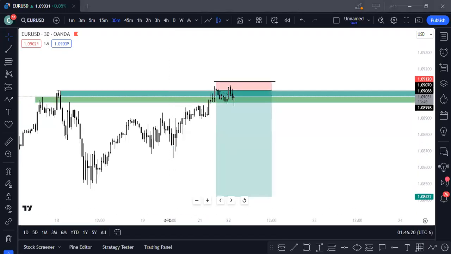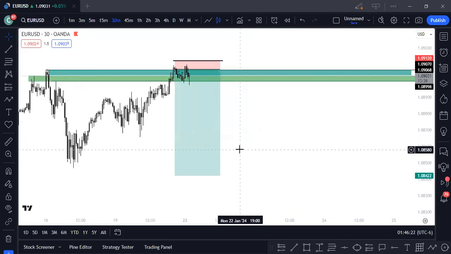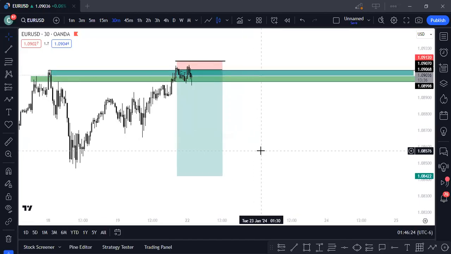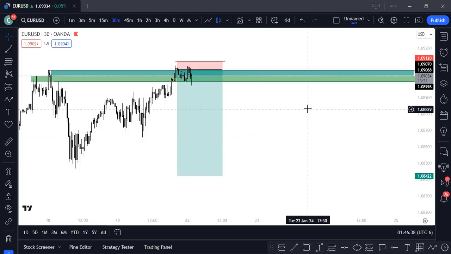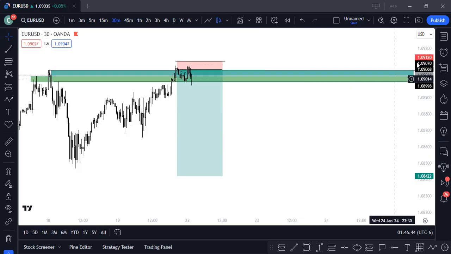London session is mostly used for manipulation. The real moves most times happen during New York session. That's what I feel personally. The real moves actually happen during New York session, and I actually prefer New York session. Those are the trades I prefer taking. All right, let's move to the next.